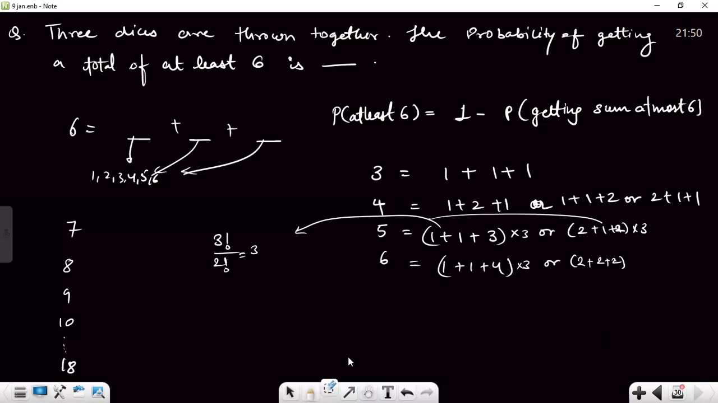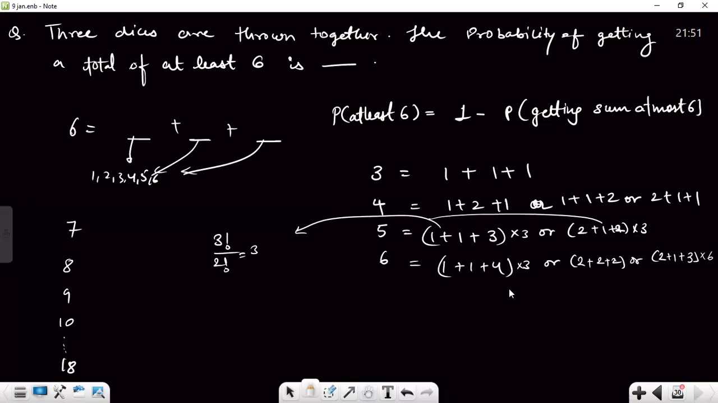Okay. So or 2 plus 1 plus 3. How many arrangements? 3 factorial, no repetitions, so 6 arrangements. These 3 numbers can be arranged like 1 2 3, or 1 3 2, or 2 1 3, or 2 3 1, or 3 1 2, or 3 2 1, like these 6 arrangements.